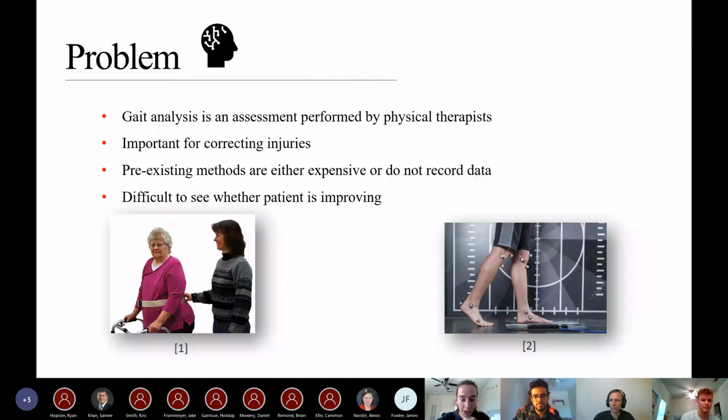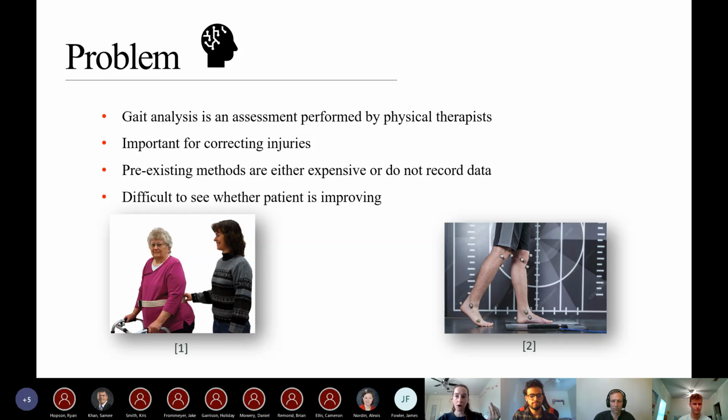Okay, so these two images represent what our competitors are. The first image is the gait belt. The gait belt doesn't record any sort of gait-related data at all. All you do is put it on the person who can't move themselves, and then someone else moves them. That's how they move a person. So that's what I meant by pre-existing methods being either expensive or not recording data. For image one, it doesn't record data. The second one is the expensive option.